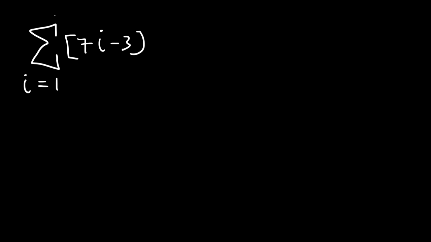Let's try another example. Evaluate this one. Let's say this is 7i minus 3, going from 1 to 5. Go ahead and try that. If we plug in 1, 7 times 1 minus 3 is 4. If we plug in 2, 7 times 2 is 14, minus 3 is 11. If we plug in 3, 7 times 3 is 21, minus 3 is 18. Notice that the numbers are increasing by 7. We have an arithmetic sequence, but with a sum. So the next number is going to be 25, and the fifth one, the last one, is 32.